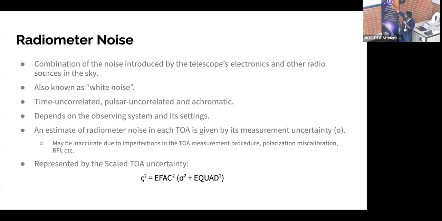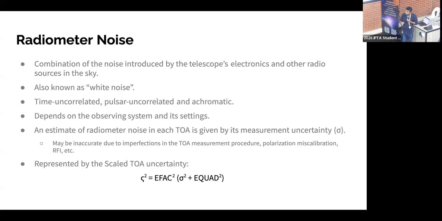An estimate of the radiometer noise of each TOA, we can get by taking the measurement uncertainty sigma, which comes for each TOA observation. But this sigma may or may not be accurate. It can be inaccurate due to various reasons, including imperfections in your TOA measurement procedure. If your polarization calibration is off, that can affect your uncertainty estimate. If you have radio frequency interference that you have not successfully removed, that can also affect the uncertainty estimate.